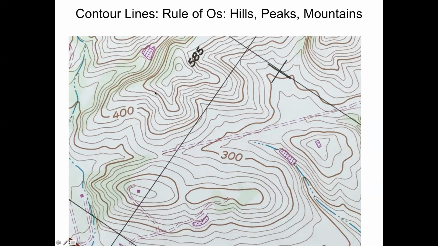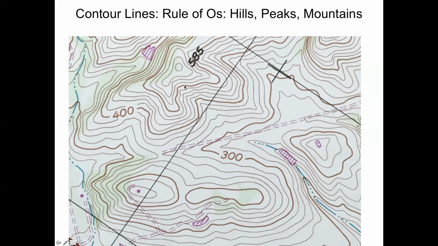Another shape that contour lines make are these closed circular loops. Sometimes they look like the letter O, but they're always closed loops, and they're nested together with the smallest loop in the center going outward to the largest loop. We call this the rule of O's.